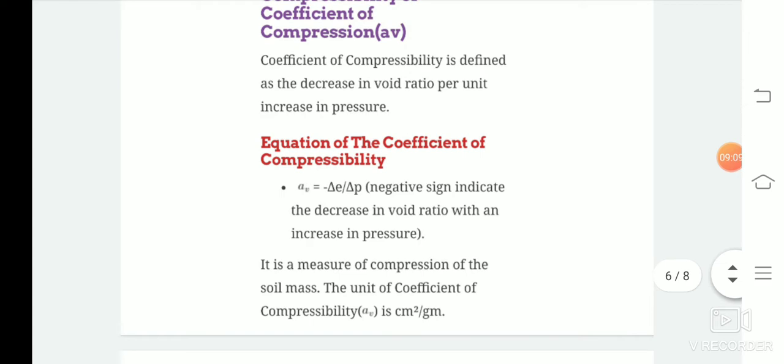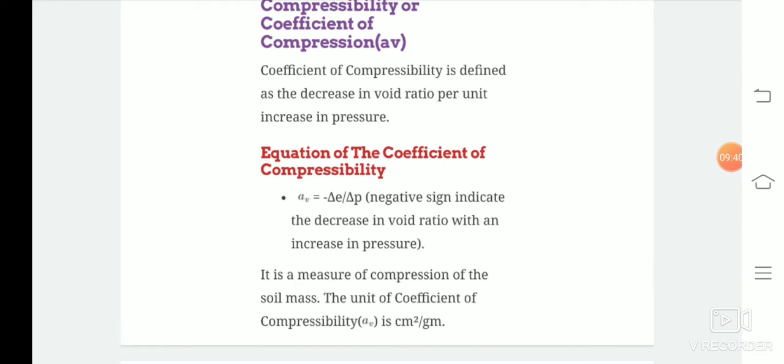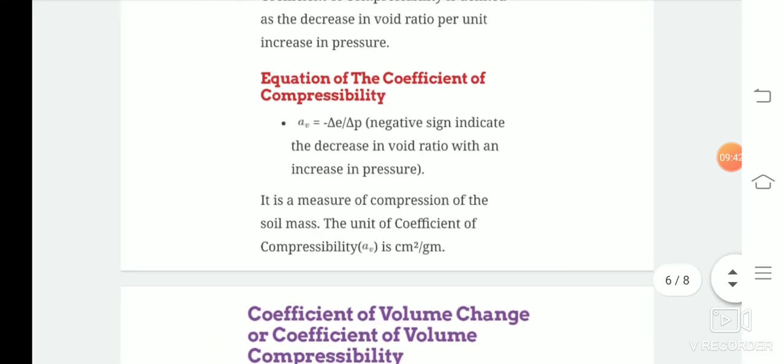As we can see in the equation, it is represented by av. So av equals minus delta e divided by delta P. Why is it negative? The negative sign mainly indicates the decrease in void ratio with an increase in pressure. It only indicates the direction, not the amount. This is not calculated in magnitude. It is the measure of compression of the soil, and it is measured in centimeter square per gram. So this is the coefficient of compressibility.